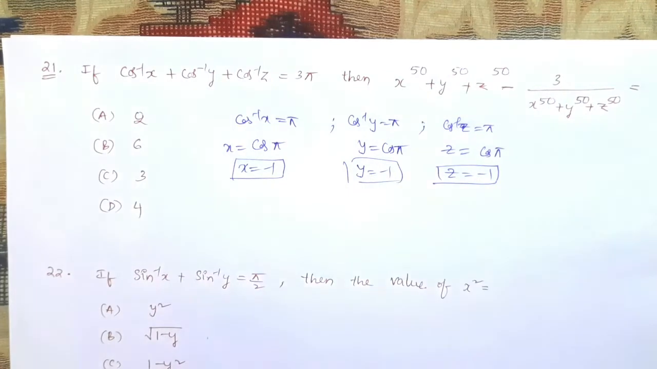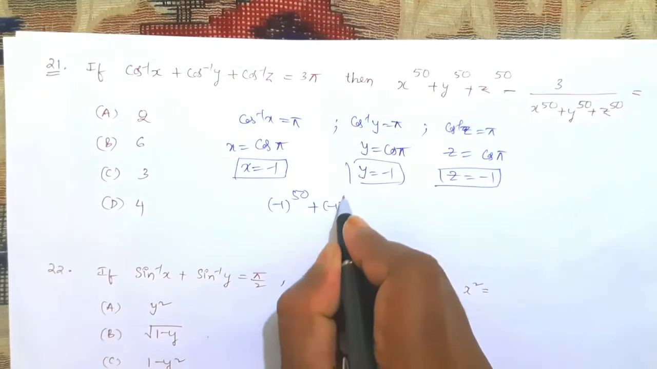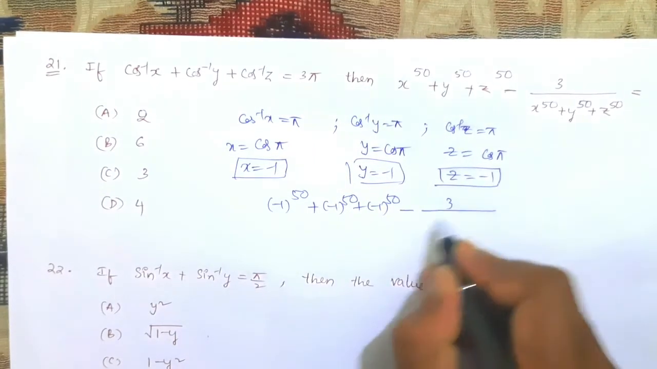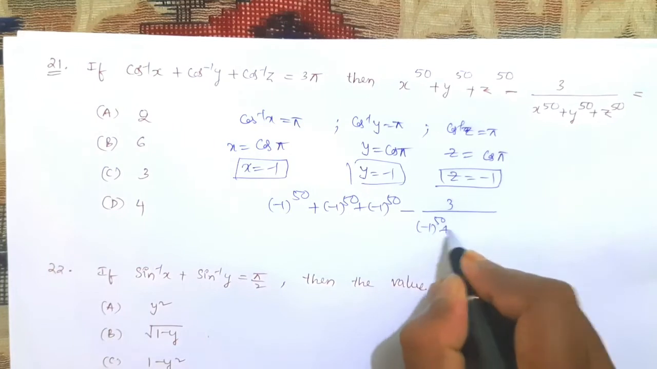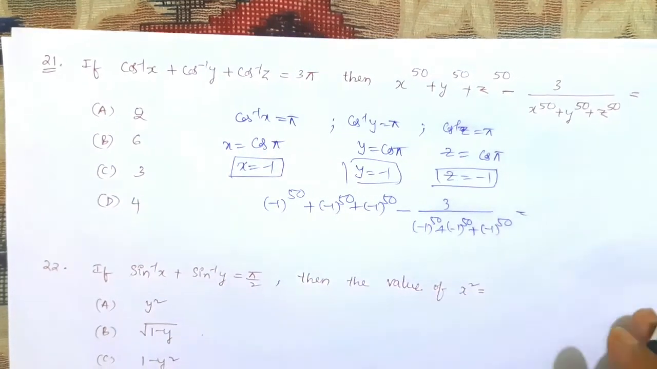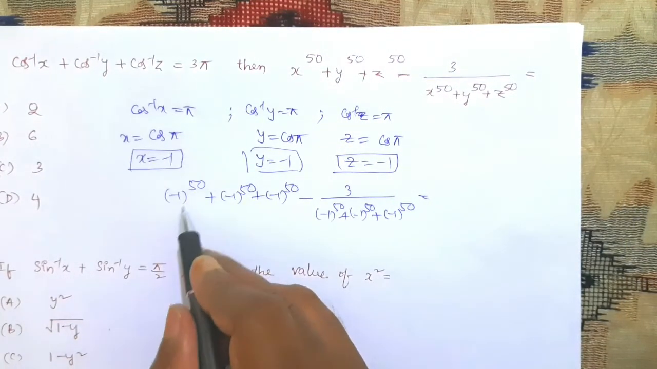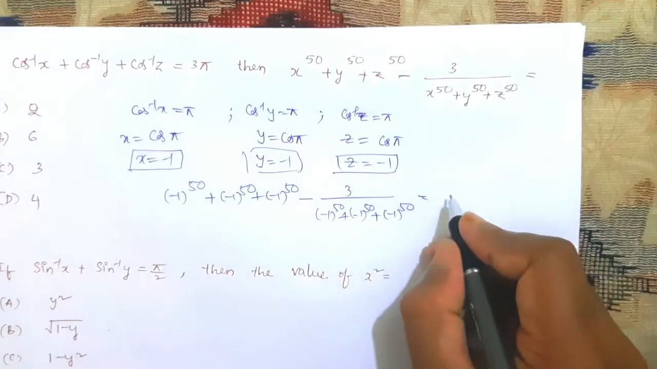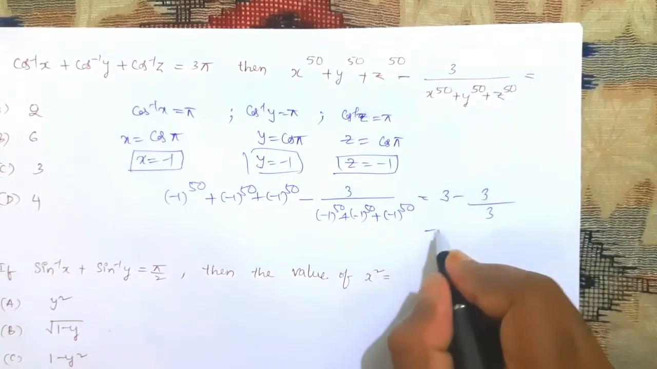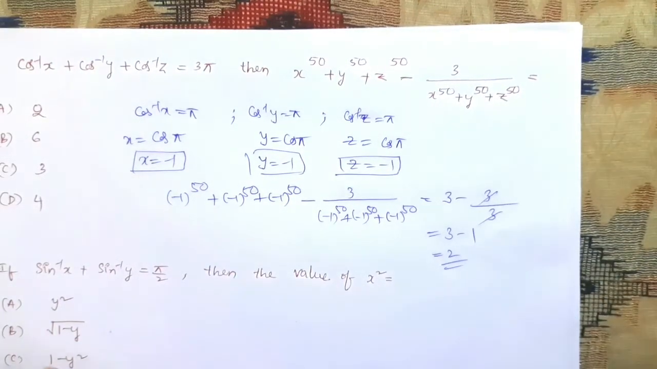Now according to this, (-1)^50 plus (-1)^50 plus (-1)^50 minus 3 by (-1)^50 plus (-1)^50 plus (-1)^50. We know that a negative number to an even power is equal to plus only. So 1 plus 1 plus 1 is equal to 3, minus 3 by 1 plus 1 plus 1, which is 3, so 3 minus 1, which is equal to 2.